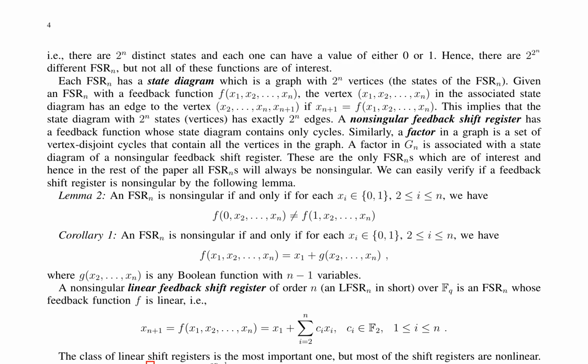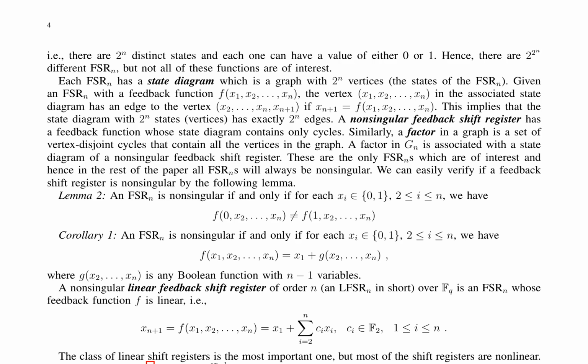Lemma 2 verifies non-singular FSRs, stating that an FSR is non-singular if and only if for each x_i in {0, 1}, 2 ≤ i ≤ n, f(0, x_2, ..., x_n) ≠ f(1, x_2, ..., x_n). Corollary 1 further states that an FSR is non-singular if and only if for each x_i in {0, 1}, 2 ≤ i ≤ n, f(x_1, x_2, ..., x_n) = x_1 + g(x_2, ..., x_n), where g(x_2, ..., x_n) is any Boolean function with n-1 variables.